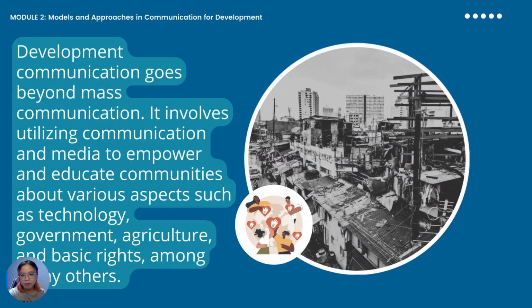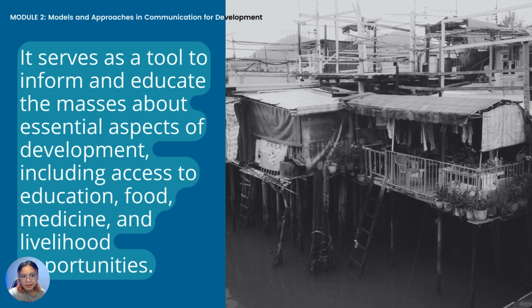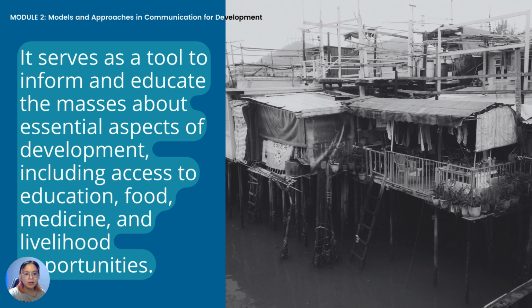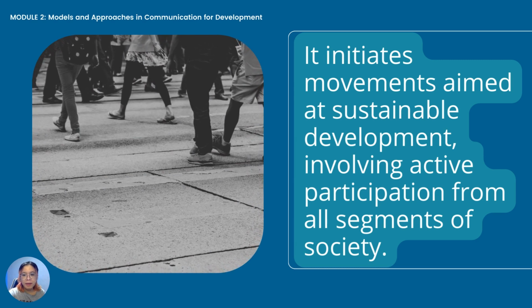So, it's not just about throwing information out there like on television, on radio, on social media, among many other channels. It's more like immersing and working directly with the communities using all sorts of communication tools like talking, writing, creating videos, or whatever works to enlighten these communities about important information that would impact their lives in many good ways. And like what's written in the previous slide, it serves as a tool to inform and educate the masses about essential aspects of development, including access to education, food, medicine, livelihood opportunities, as well as the government, technology, and basic rights, among many other things. It's about making sure that information actually makes a difference in people's lives.